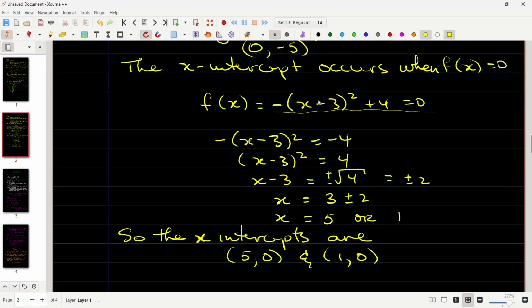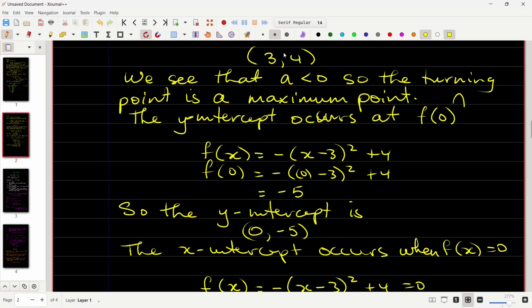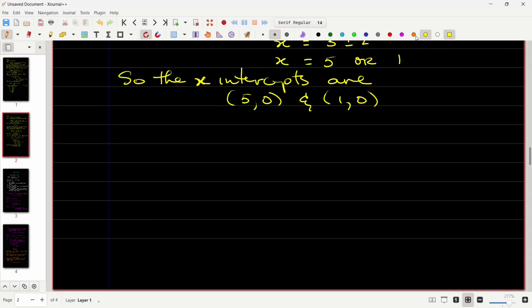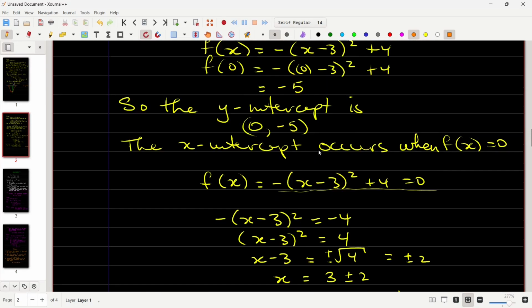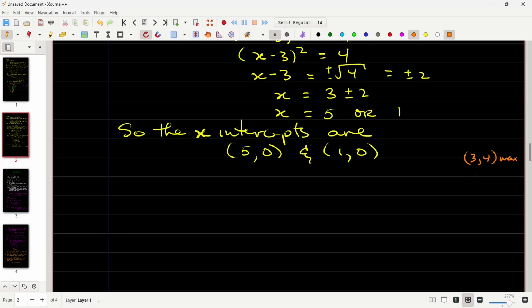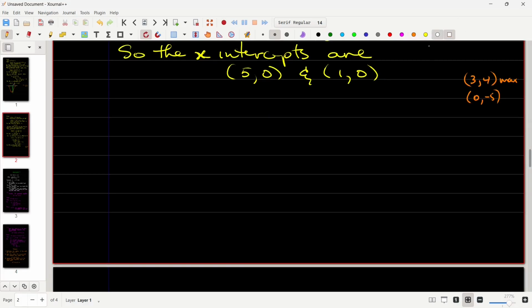So we're going to look at the points. I'm going to have that point up here. That 3, 4 is a max point. So I'm going to write that down, 3, 4, and I'm going to put the word max here. And then I'm going to have my other point down here, which is this 0, negative 5. That's my y-intercept, 0, negative 5. And then I have my 2 points remaining at the bottom down there.